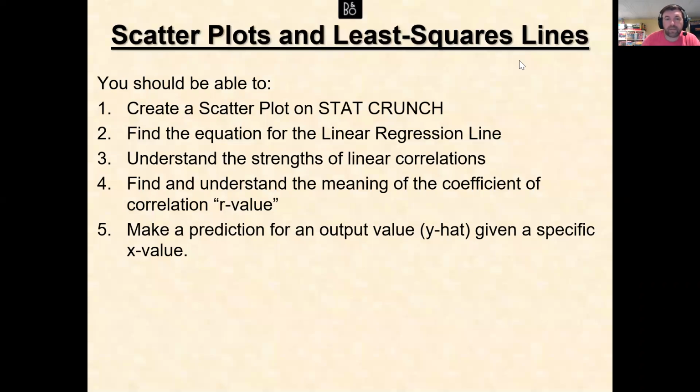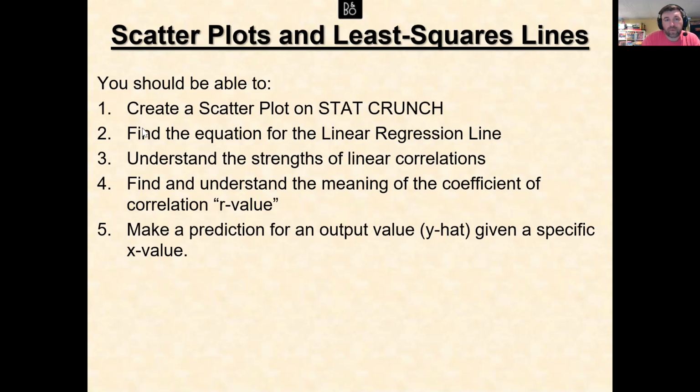Hello, everybody. This is just going to be a little video going over the notes and the PowerPoint slides that are on the website for the unit on scatterplots and least squared regression lines. I also posted another video that's on the page that explains how to actually input the data into StatCrunch and come up with the equation. This video will talk about how to use that equation to make predictions.